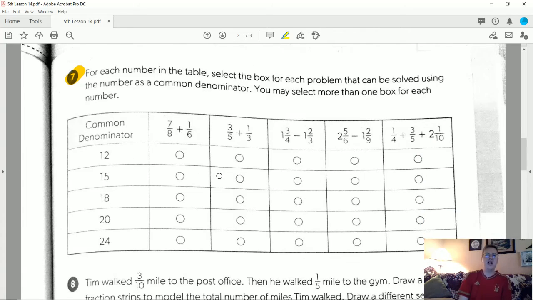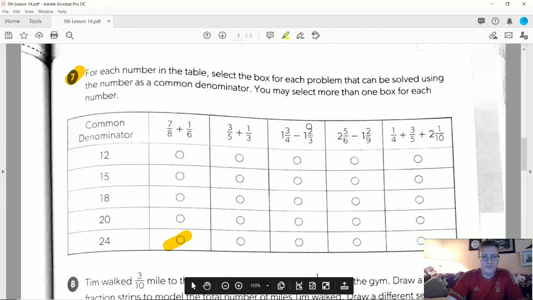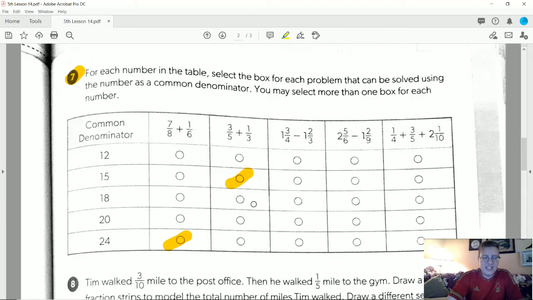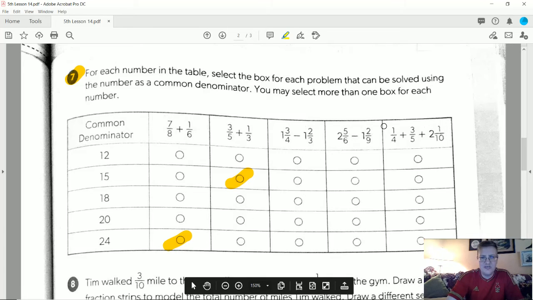Number 7, all they want to do is figure out what the common denominator could be. So for 6 and 8, the first number that I can count by both of those numbers to get to would be 24. For 5 and 3, the first number I could count to get there would be 15. And because of the other options, there isn't another option that I can do for that one.